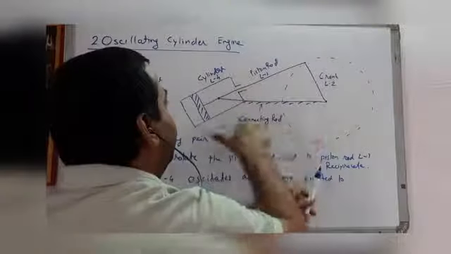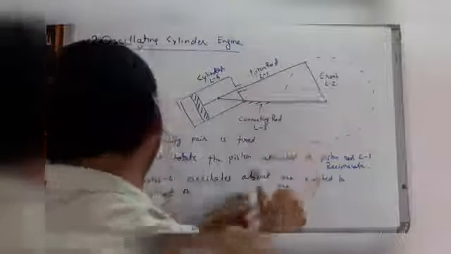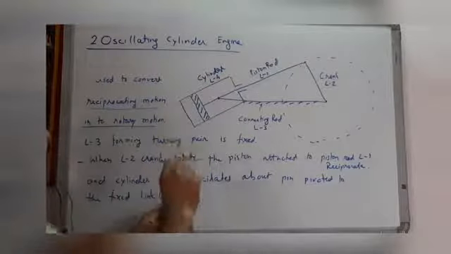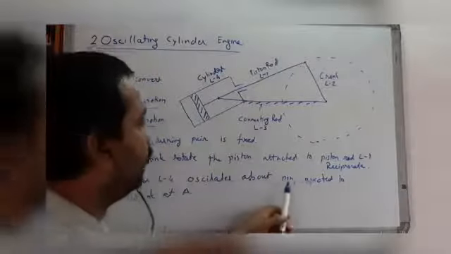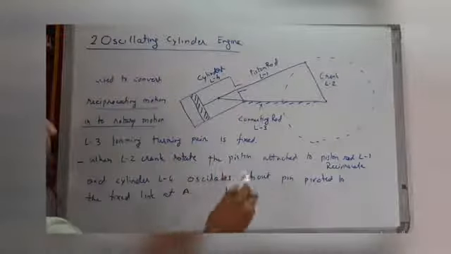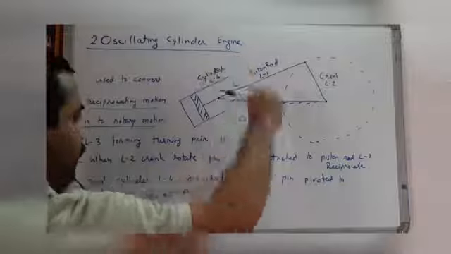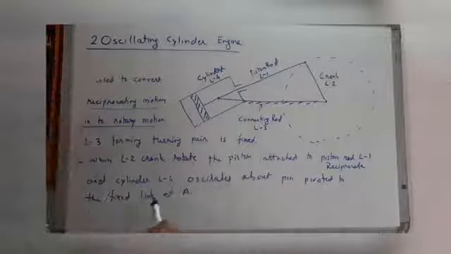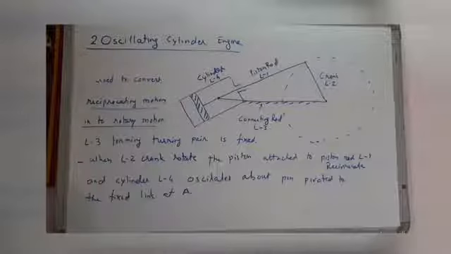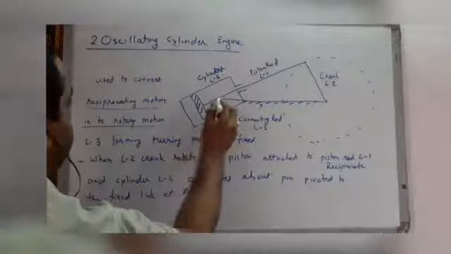This reciprocates. And cylinder L4, this one is cylinder L4, oscillates about the pin pivoted about this pin. This oscillates to the fixed link at A. A point is not located here. I think this will be A point.